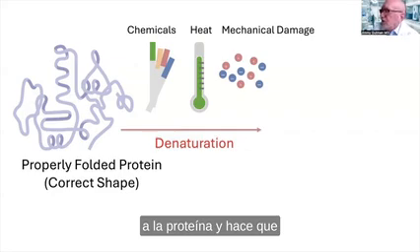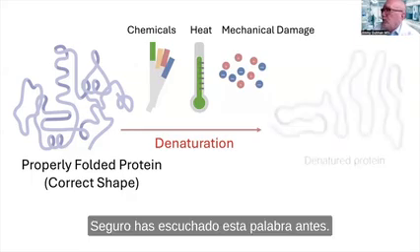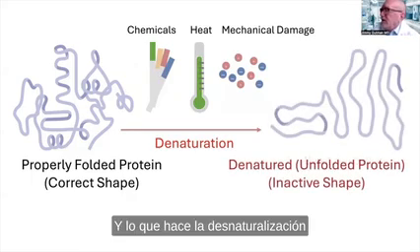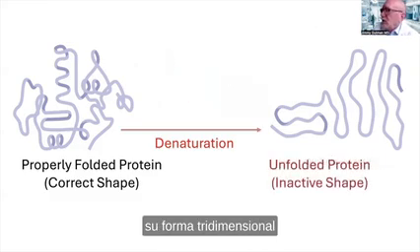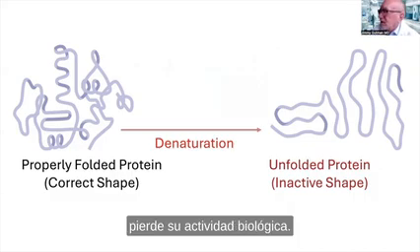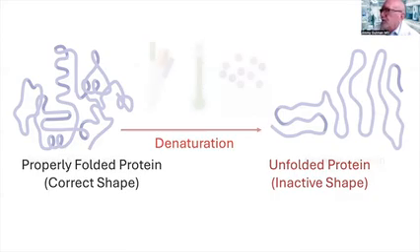And it causes the protein to denature. The process of denaturization, you've heard this word before, and what denaturization does is that it unfolds the protein. It changes its shape. And because its three-dimensional shape is changed, the protein loses its biological activity. It won't do what it's supposed to do.